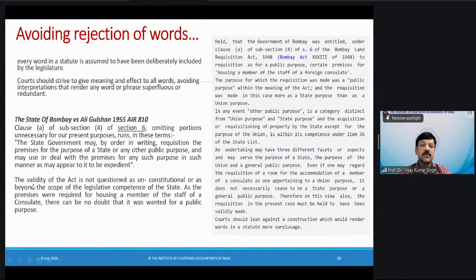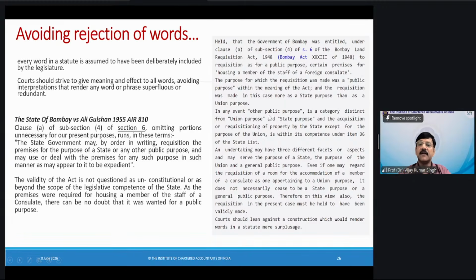Okay. So the validity of the act is not questioned as unconstitutional or beyond the scope of the legislative competence of the state, as the premises were required for housing a member of the staff of a consulate. There can be no doubt that it was wanted for public purpose. So the question here was that you have to see whether the act was meant for public purpose or not. So this is the case here.